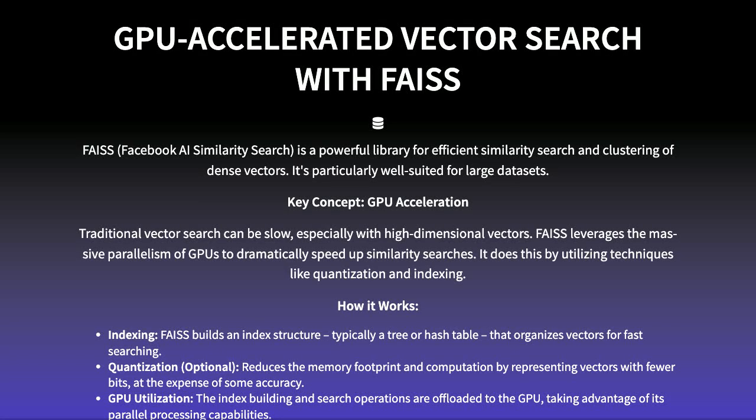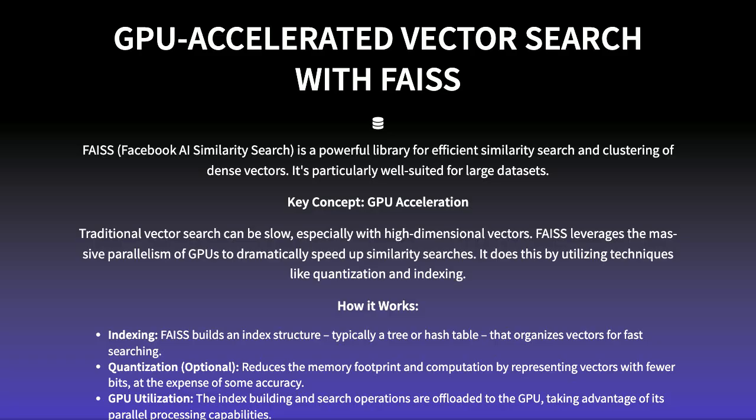Okay, let's talk about Facebook AI Similarity Search. It's a really important tool for working with vector databases. Basically, when you have tons of data represented as vectors, think images, texts, or even user profiles, finding similar items can be super slow without the right tools.